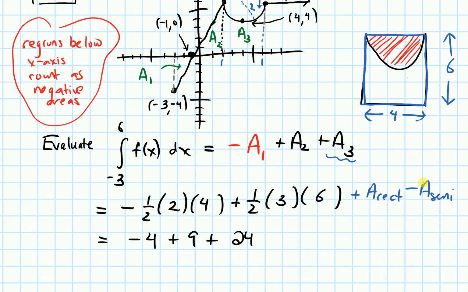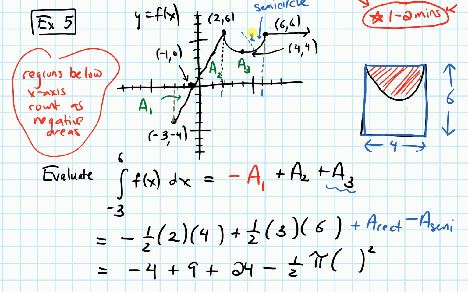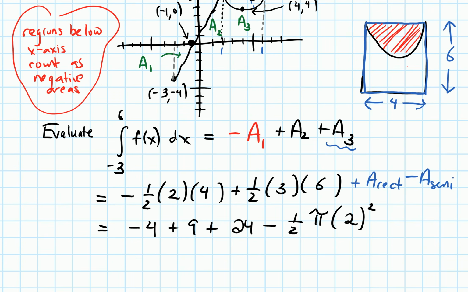The area of a semicircle would be, so I have that minus in front of it, we're subtracting the area of the semicircle. Area of the semicircle is 1/2 pi r squared. And the radius of that semicircle, I can see from the picture, it's drawn to be 2 here. So 2 squared.